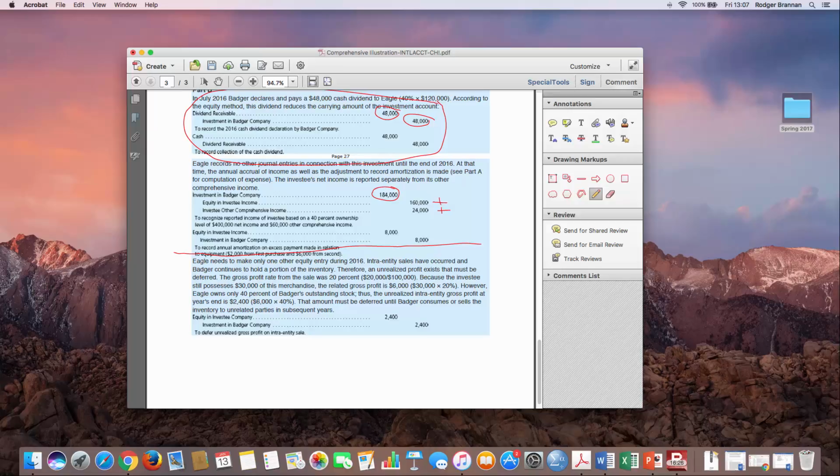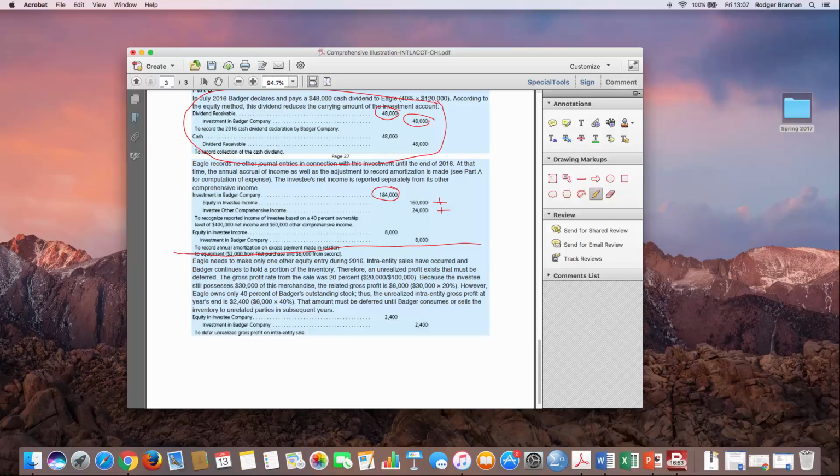Badger also earns $60,000 of other comprehensive income. And we will have some examples of how that can be recognized a little bit later on. Principally by one that we talked about, if you classify an investment as available for sale, it increases in value, then that increase in value shows up as other comprehensive income.